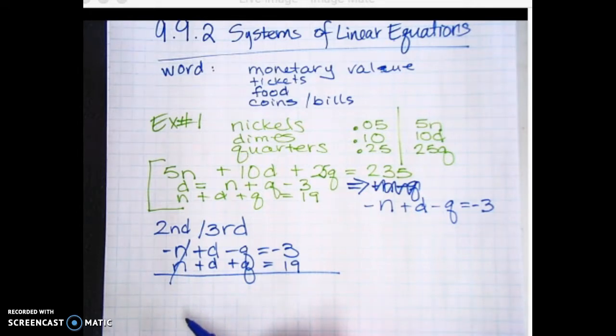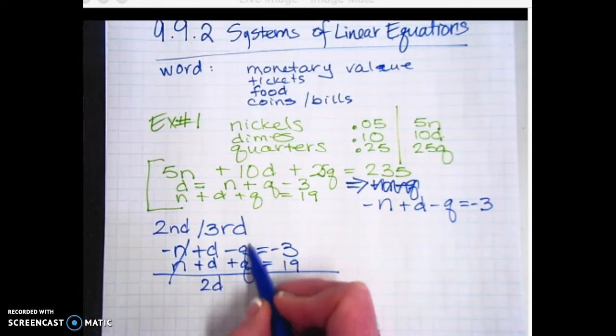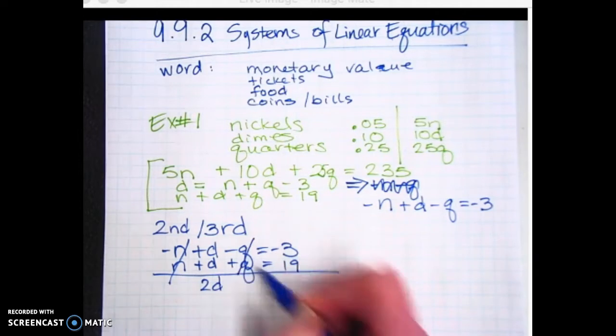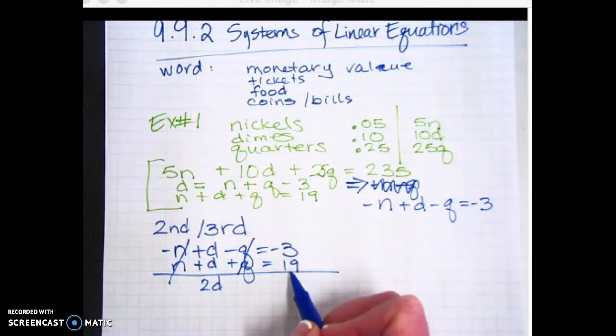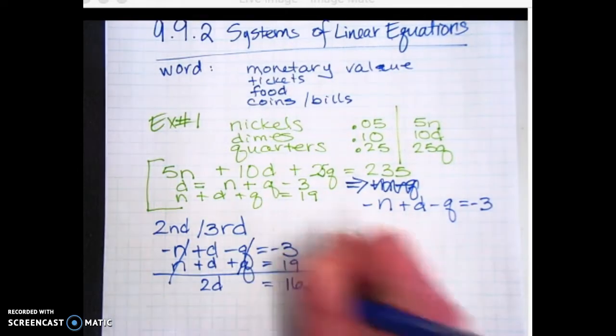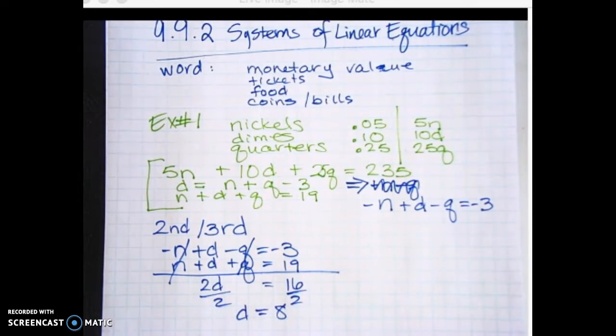Is that supposed to be negative? No. Okay. So we've got d plus d, which is 2d. These are also opposite, and they eliminate. And then negative 3 plus 19, what is that, 16? Okay, divide both sides by 2. And we get d equals 8.